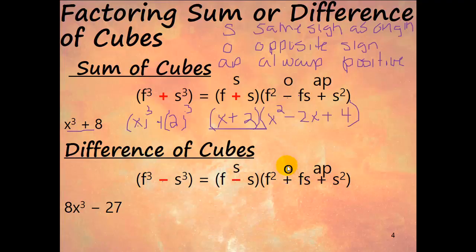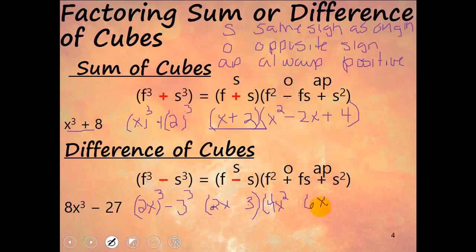So let's do it with 8x cubed minus 27. And here's what we get. 2x is being cubed and 3 is being cubed. So I'm going to go 2x and a 3. Then I'm going to do 2x squared. So that gives me 4x squared. Now I'm going to multiply 3 times 2x. That's going to give me 6x. And I'm going to square 3. That gives me 9. And now I'm going to place my signs. Same as the original, minus, opposite, plus, always positive, plus. And you've done it.